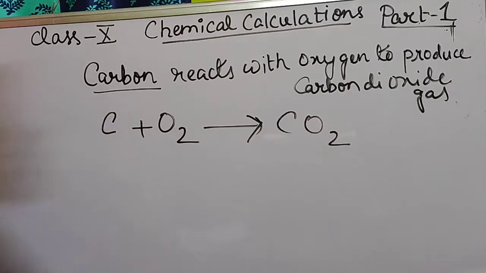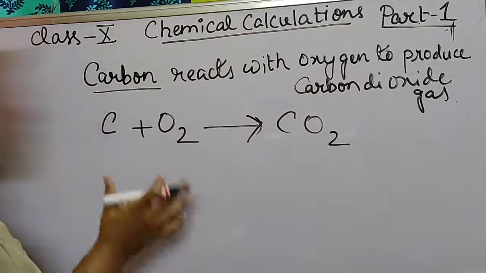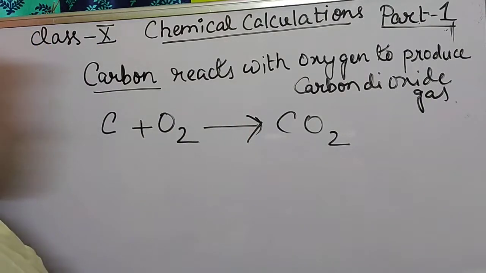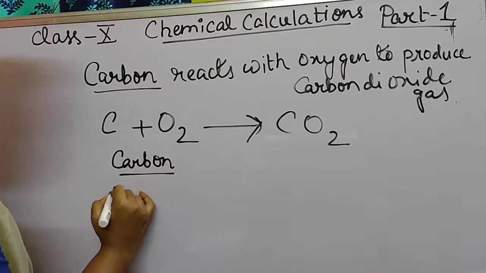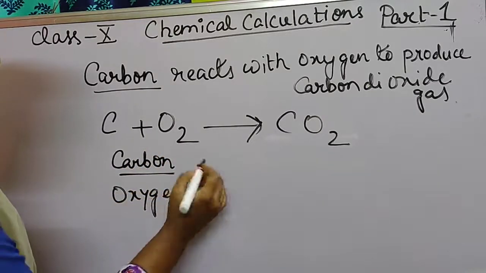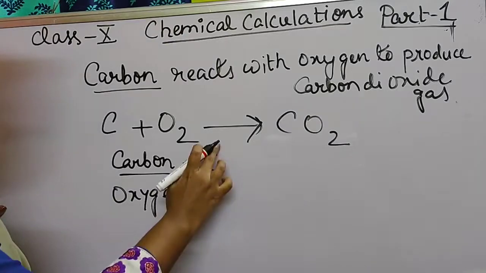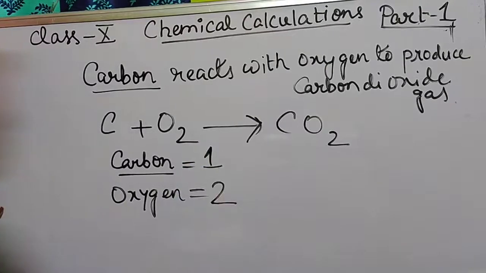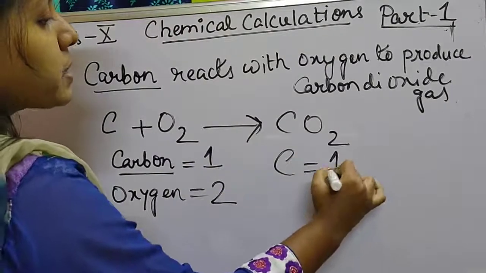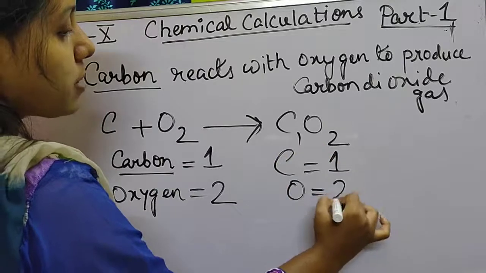Next, chemical equations could be balanced or unbalanced. What is a balanced chemical equation? When the number of atoms on both sides of the reaction are equal, then it is called a balanced chemical equation. Just like here, what are the elements? Here two elements are there. One is carbon, another one is oxygen. So number of carbon atom is 1, number of carbon atom is 1, and number of oxygen atoms are 2. Here also number of carbon atom is 1 and number of oxygen atoms are 2.